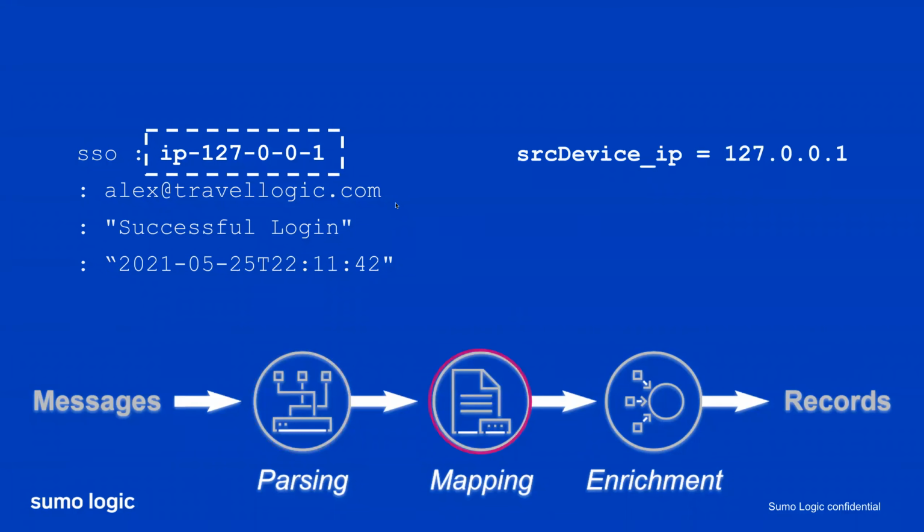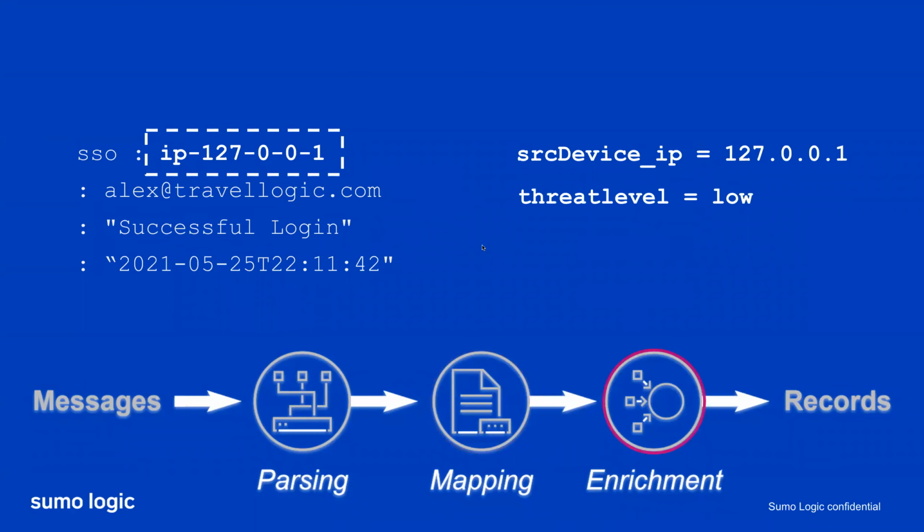The parsing step is going to extract that IP address into that key value pair. And so now what we have is something that's more normalized, where we have source device underscore IP equals 127.0.0.1, and those hyphens have been normalized into dots. And so now that information will be mapped onto the Cloud SIEM schema.